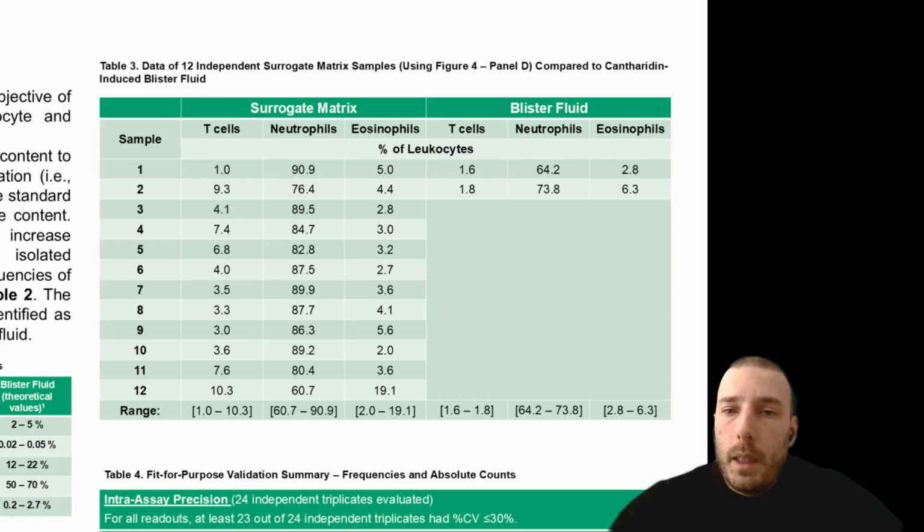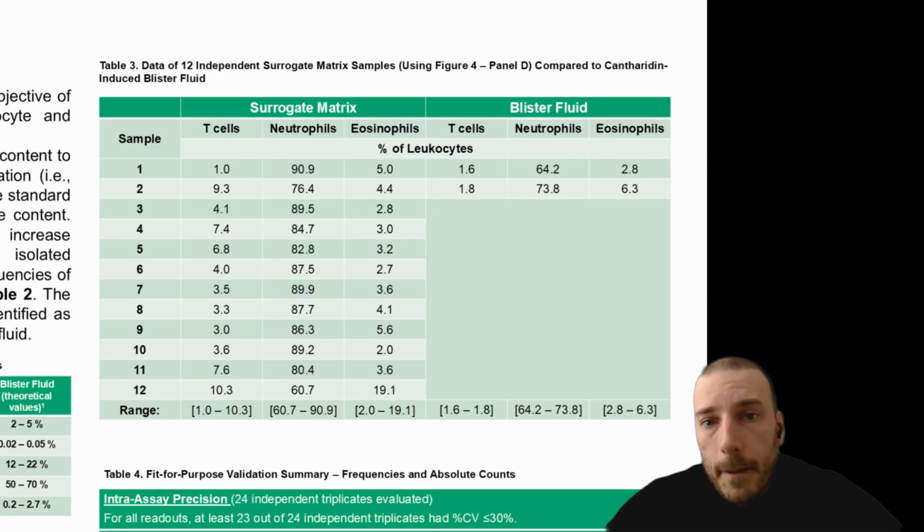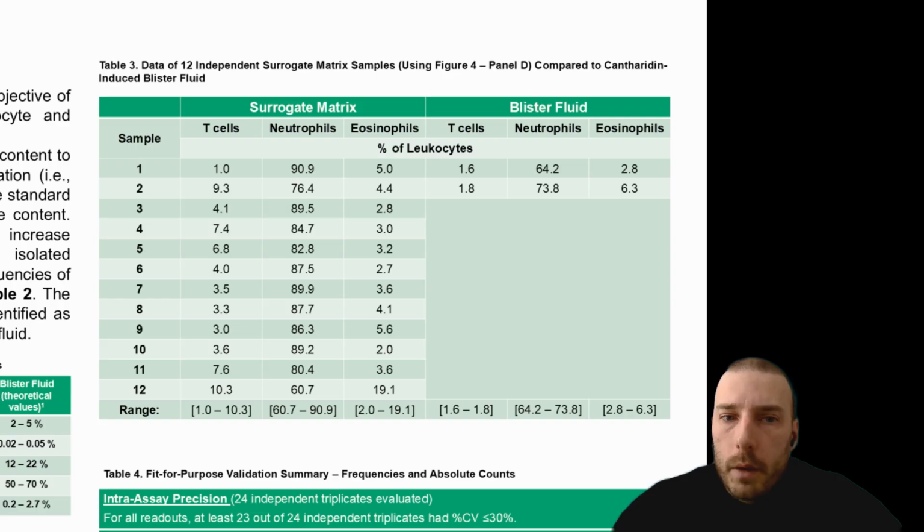We also had the opportunity to add two cantharidin-induced fresh blister fluid analyses into this fit-for-purpose validation. Doing so, we demonstrated that the relevant cellular contents were a fit within the surrogate matrix established range.